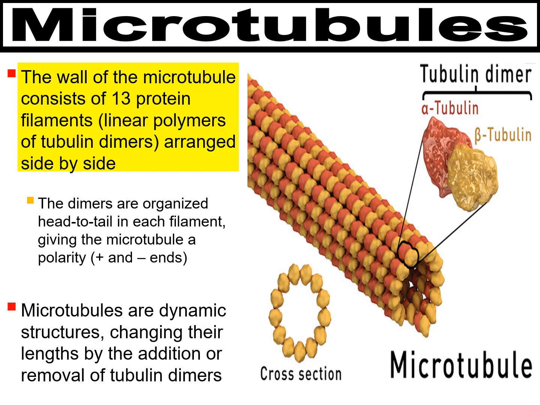Microtubules are one of three cytoskeletal structures, made up of the protein tubulin. Microtubules are hollow tubes, consisting of dimeric proteins.